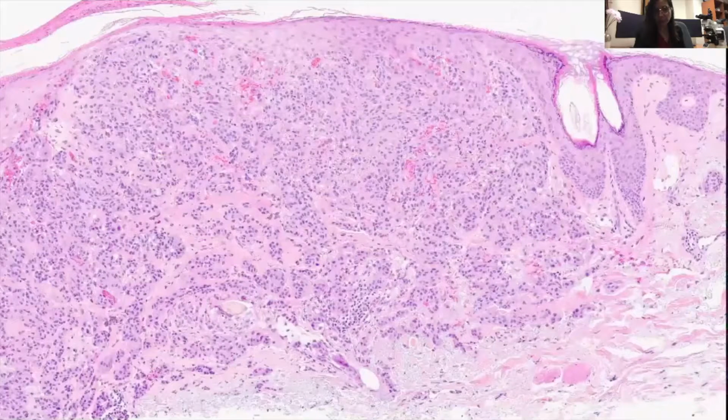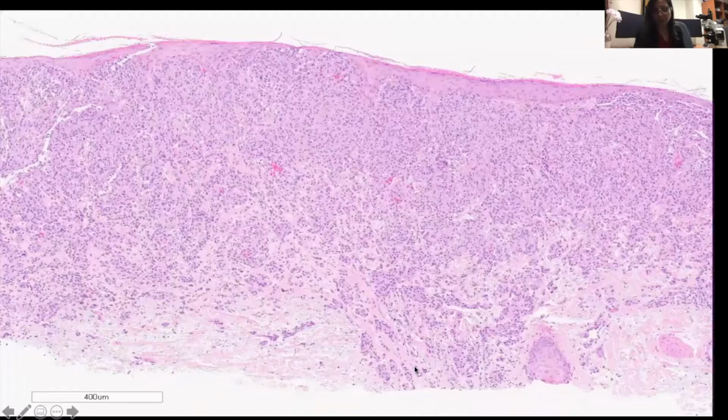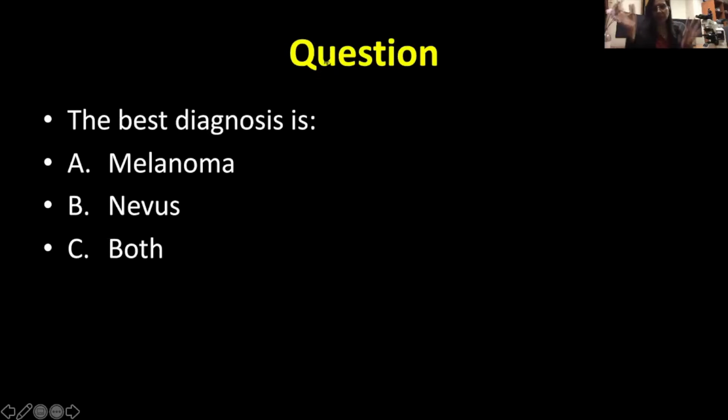Let me go back again. The only thing is kind of expansile that we don't want to see. And cells are more or less small, but not completely small, and with some congenital features, where some of the areas even show pagetoid spread. So overall, this has both nevus and melanoma features. So in those cases, on histology grounds alone, we cannot be sure.